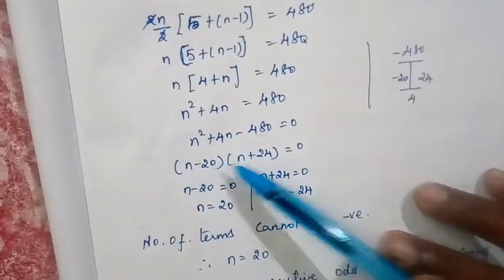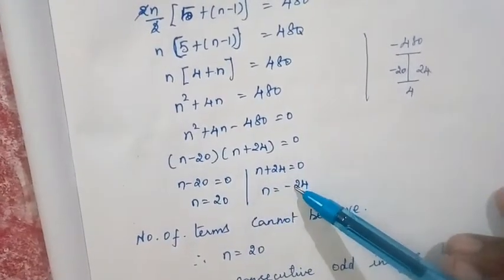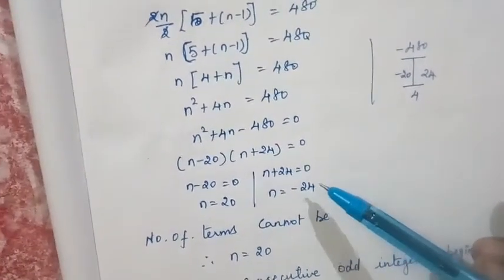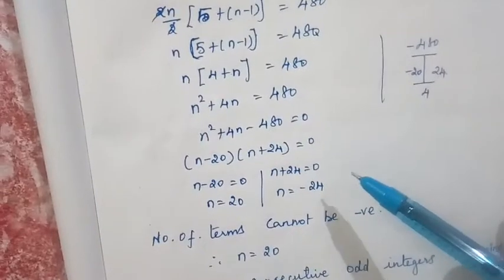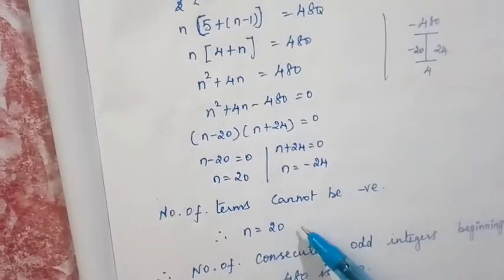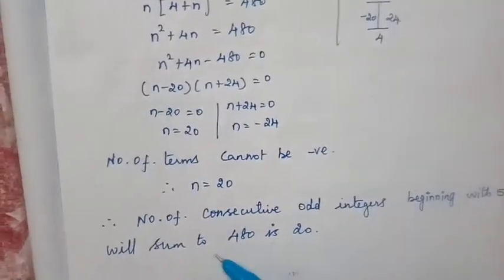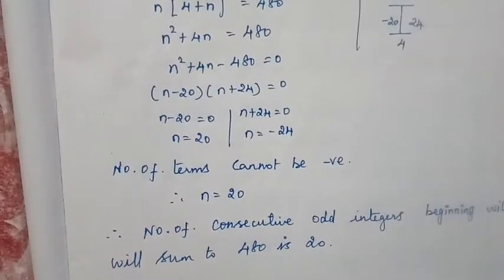For n minus 20 equal to 0 and n plus 24 equal to 0, we get n equal to 20 and n equal to minus 24. The number of terms cannot be negative, so n is equal to 20. The number of consecutive odd integers beginning with 5 that will sum to 480 is 20.